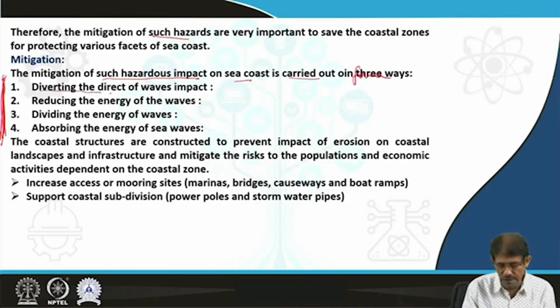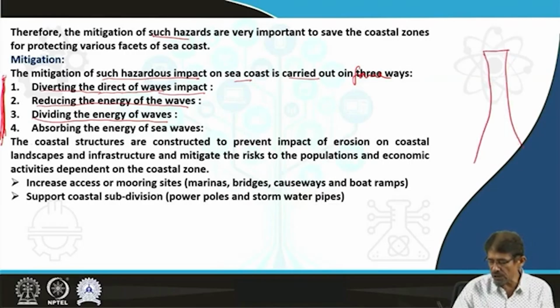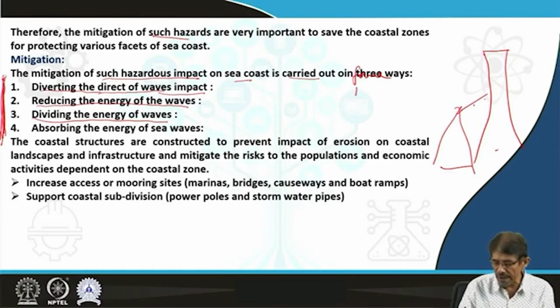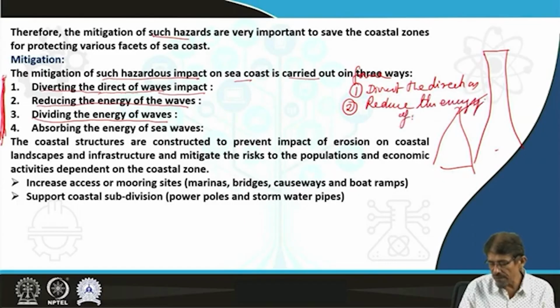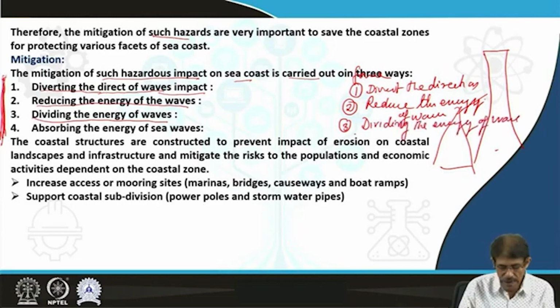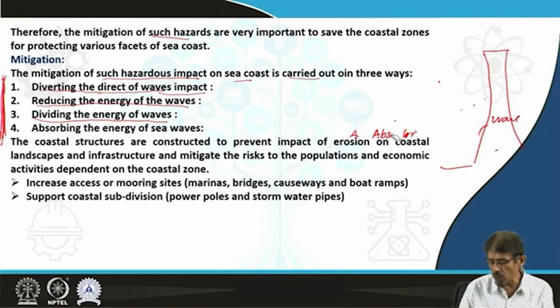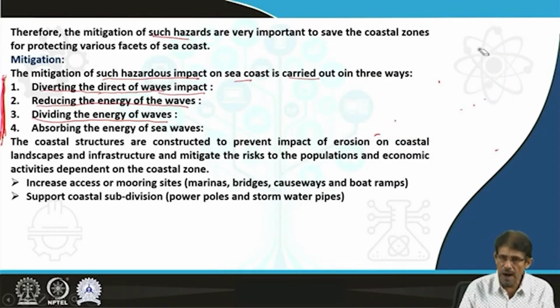First, by diverting the direction of wave impact, reducing the energy of waves, dividing the energy of waves and absorbing the energy of waves. Here, if we are going to develop any such protective structures, we are going to categorize a class of structure that is going to divert the direction of wave. The second type of structures are going to reduce the energy of waves or currents, the third is dividing the energy of wave, and the fourth, absorbing energy of waves. In this way, we are going to plan to protect the sea coast by making different hard engineering structures.